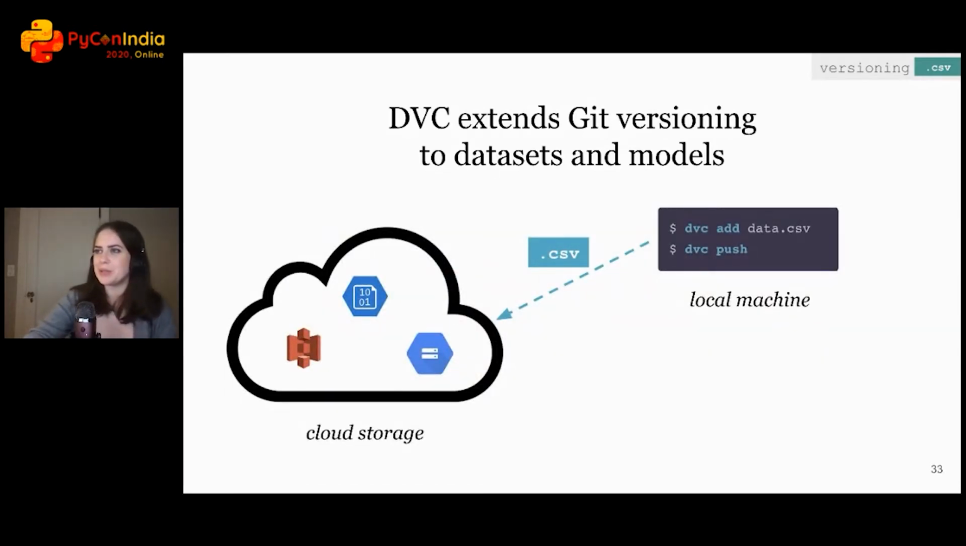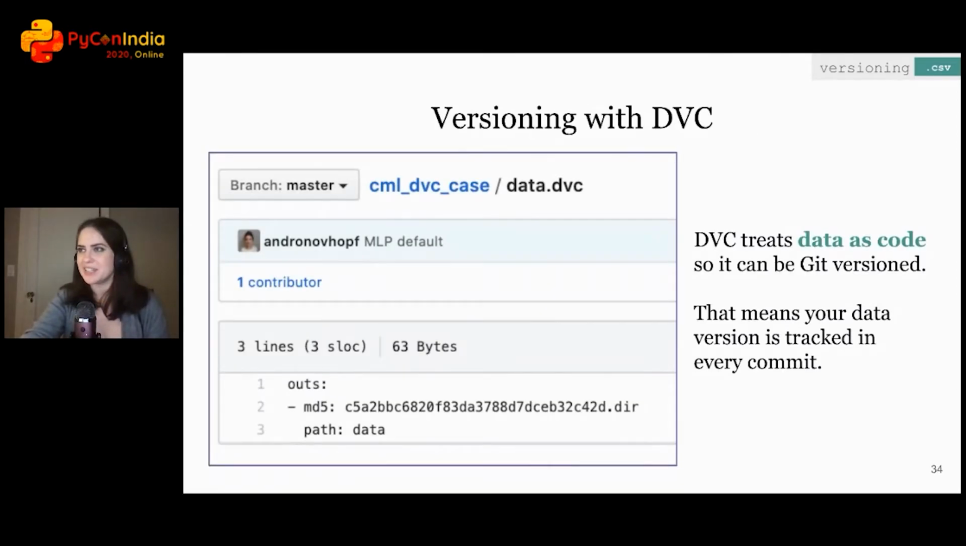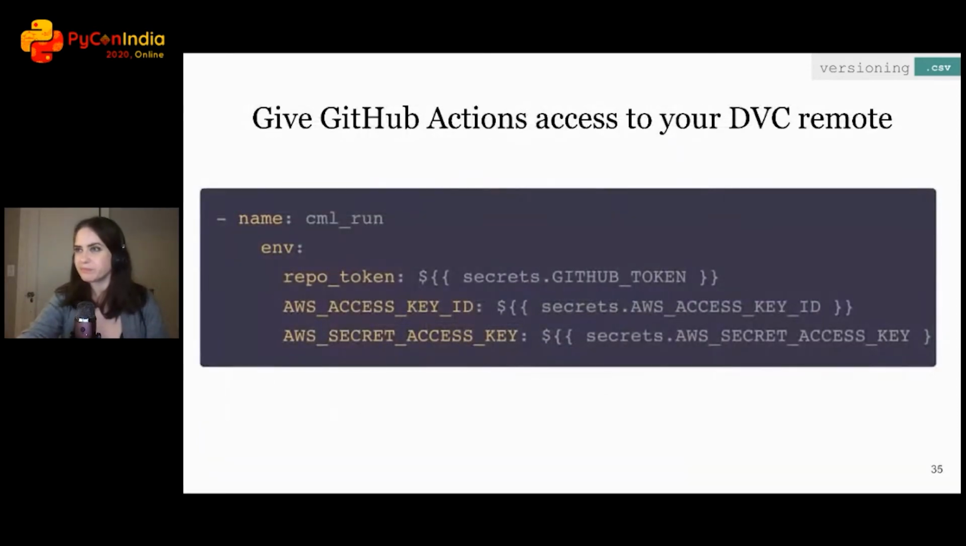And so you can do things like DVC add and push data sets from your local machine to cloud storage. And when you do that, DVC is going to create this kind of meta file. So just a lightweight text file that you can version like code. And that text file actually points to where your data is in cloud storage.